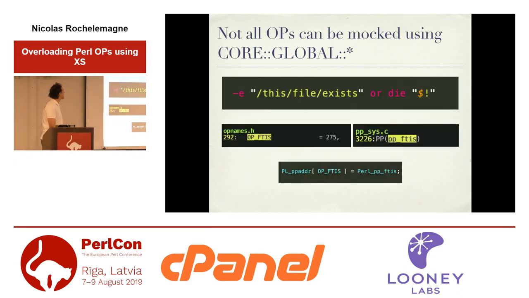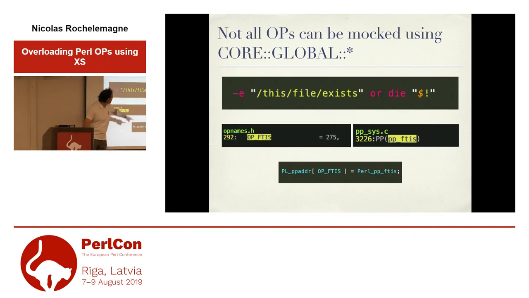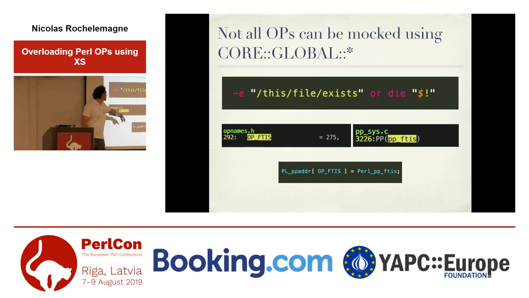First, -e, okay. Mainly it means: does that file exist? So that is the op ftis, which is 275, which is defined in pp_sys.c, and which is plugged to the list of function pointers we have there. So if we're able to mess with that function or replace it or do something there, that means we have full control now of what happens on -e.